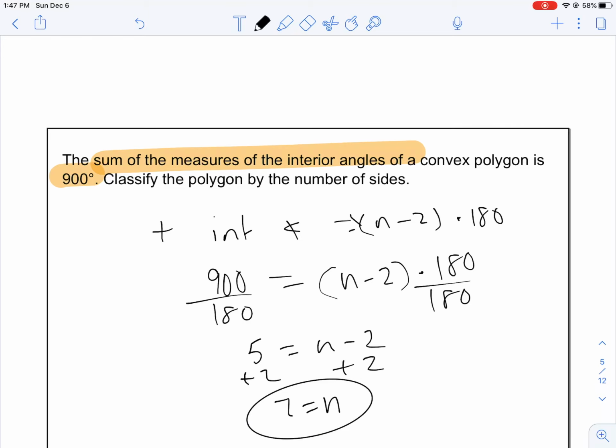Now be careful, you're not done. You also need to name it. Classify the polygon. Well, this is either a 7-gon or a heptagon. Either way. So just make sure when you're solving these problems, you ask yourself, okay, are they telling me the number of sides and having me find the sum, or are they telling me the sum and having me find the number of sides?